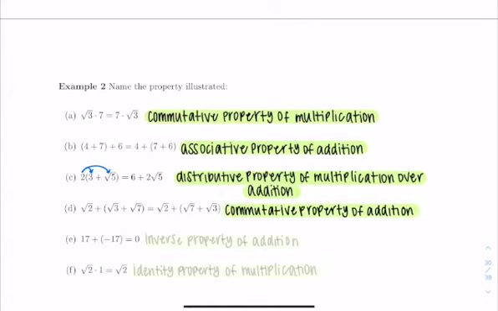What about the next one? 17 plus negative 17 gives me 0. So we see that we got the identity of addition, which is 0. And the goal for that one talks about the inverses. Whenever we talk about inverses, the goal is to get to the identity. So this is the inverse property of addition.